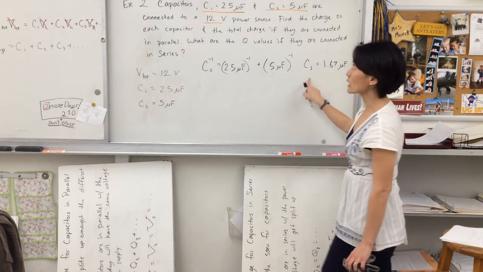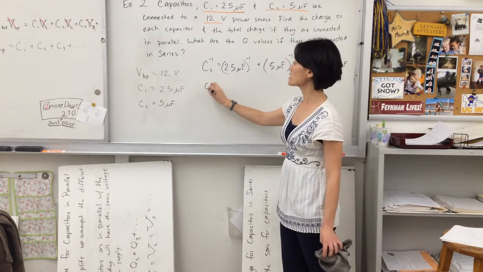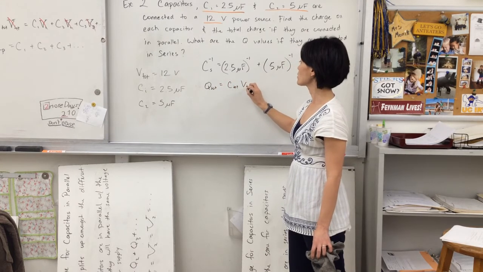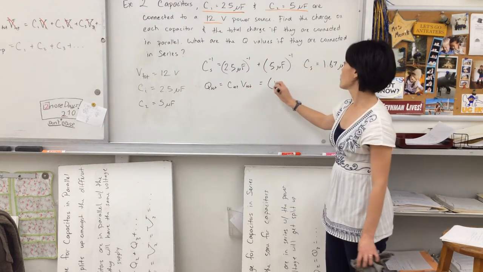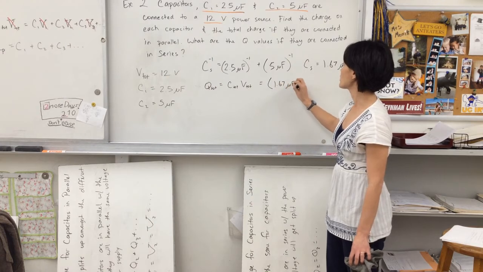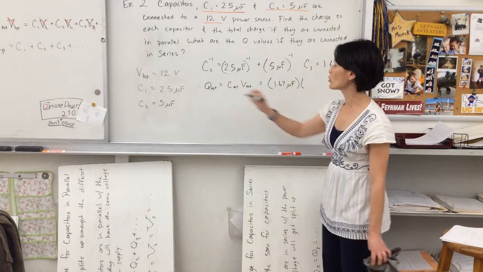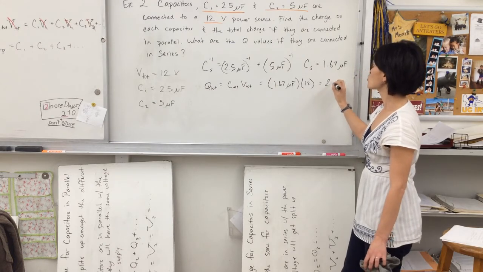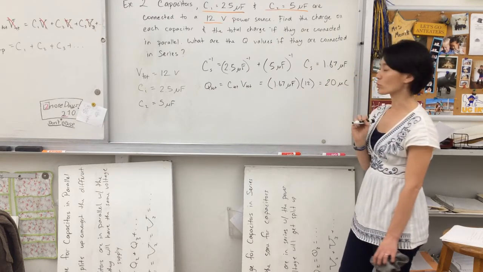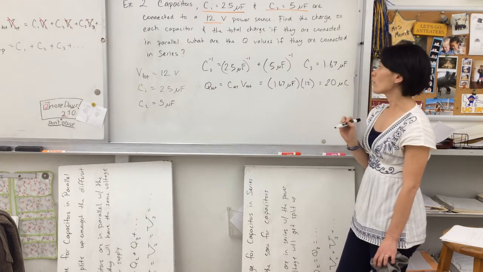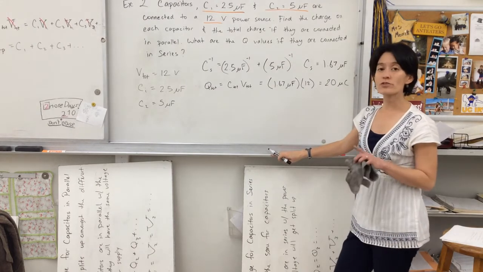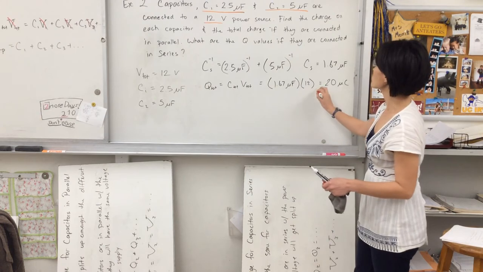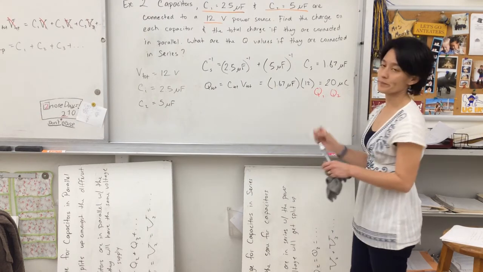So that's my total capacitance. So I can use, again, this relationship. If I know the total capacitance, I can find the total charge. So Q total is equal to C total times V total, which is going to be 1.67 microfarads times my total voltage of 12. And that comes out to be 20 microcoulombs. Now, I know that for capacitors in series, the charge is the same. So if this is Q total, this is also Q1 and Q2.